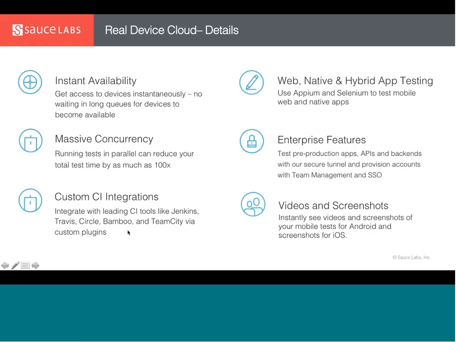We've been leaders in the testing space for over 7 years at this point, and so we've learned quite a lot about what enterprises need in their solutions. So we have a few different enterprise features that we're very proud of that we'll be extending to real devices, including Sauce Connect, which is a secure tunnel that allows you to test pre-production apps, APIs, and backends. We also have support for single sign-on and the ability to provide team management. So if you have different administrative needs for different team members, that's all available in the Sauce platform.